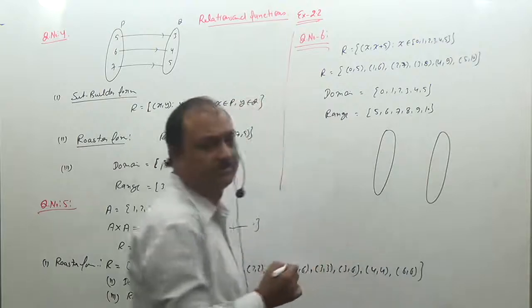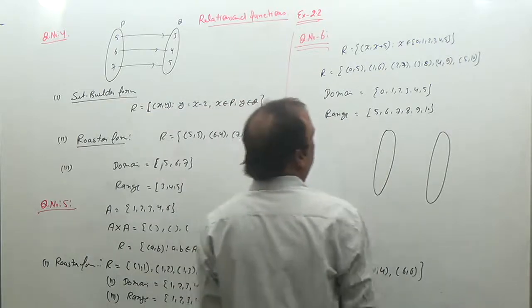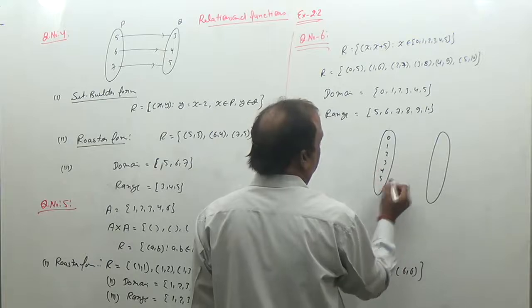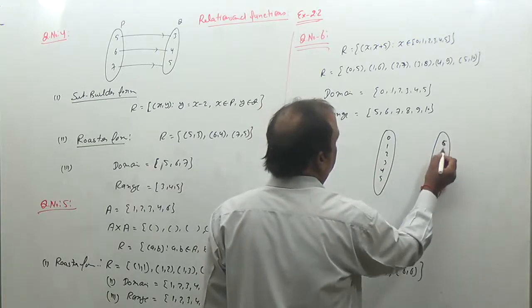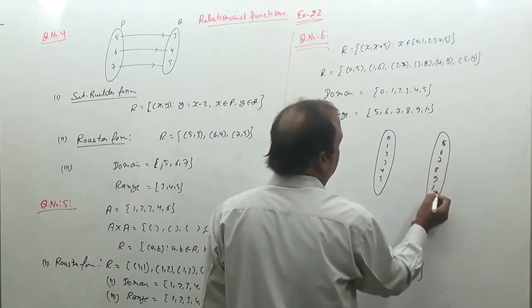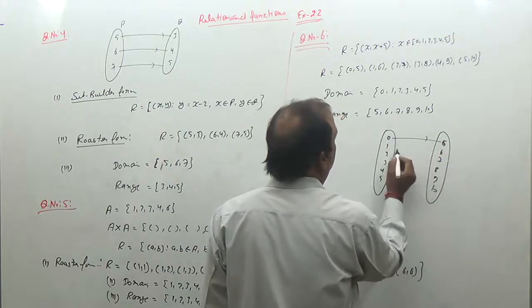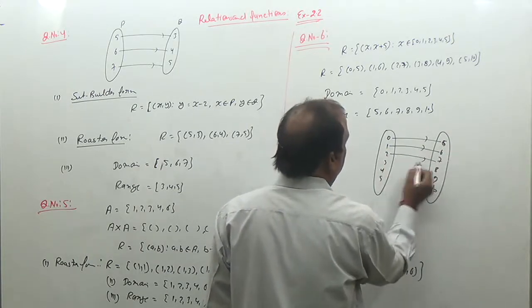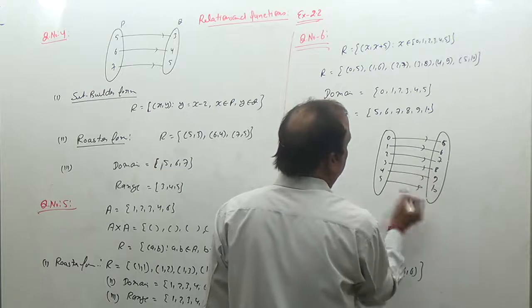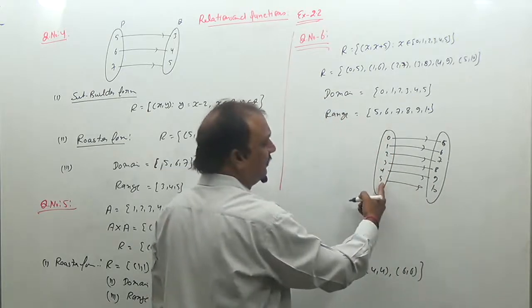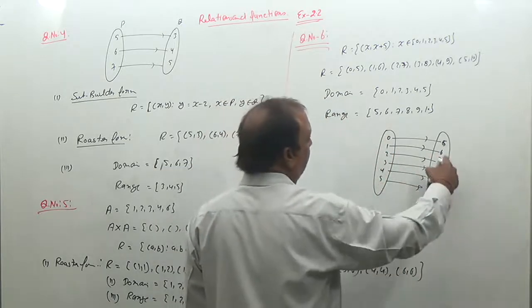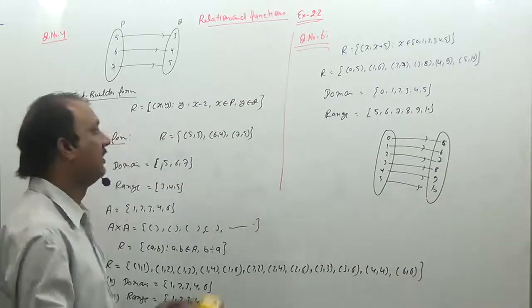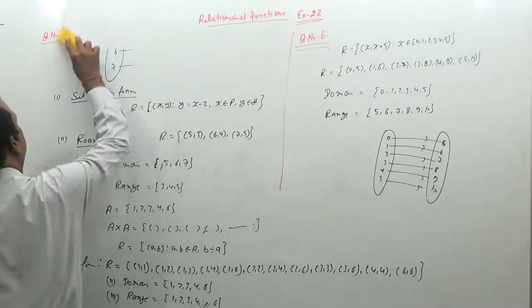We can also represent it by an arrow diagram. Simply, the set is not given here, so the values of x are 0, 1, 2, 3, 4, 5, and here we can take 5, 6, 7, 8, 9 and 10. So 0 is related to 5, 1 is related to 6. This one is the relation between them. So 0, 1, 2, 3, 4, 5 is the set of the domain, and 5, 6, 7, 8, 9, 10 is the set of its range. Next is question number 7.